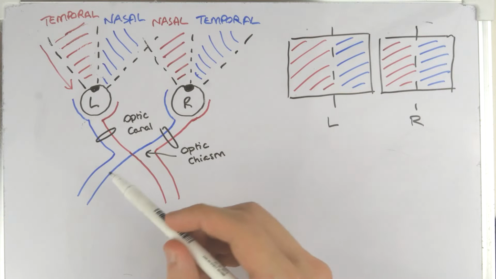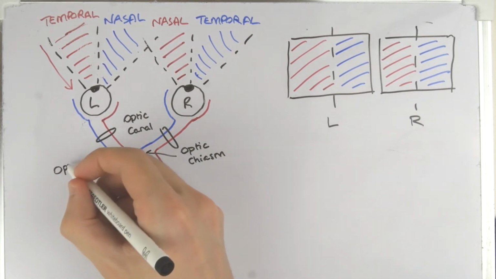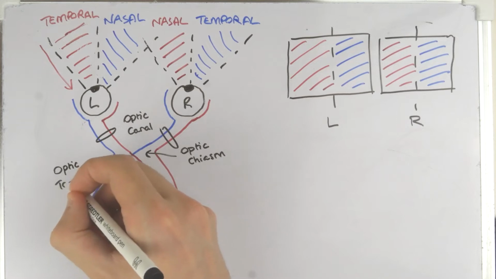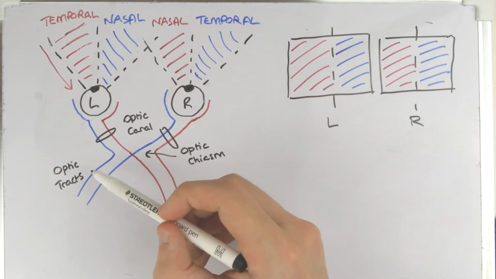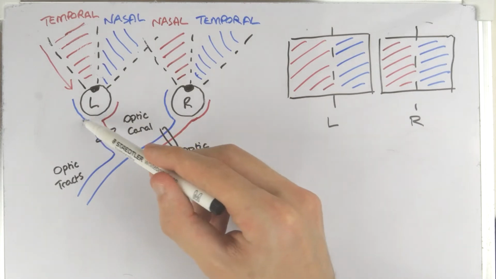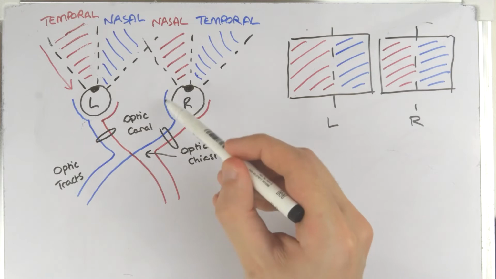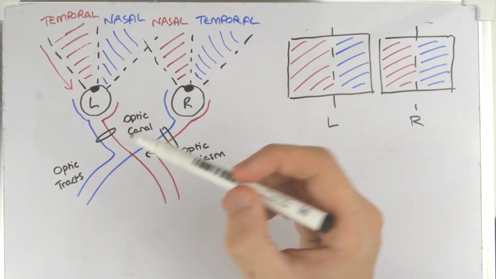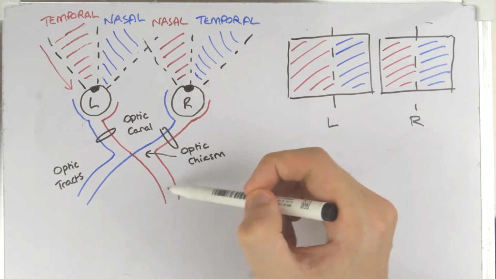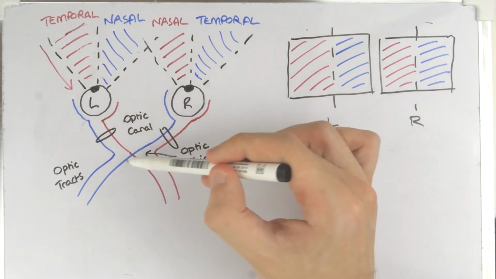And now here, these sets of fibres join to form the optic tracts on either side. So the left optic tract contains information from the left temporal retina, which stayed ipsilateral, as well as the nasal fibres from the right eye, which crossed over at the chiasm.